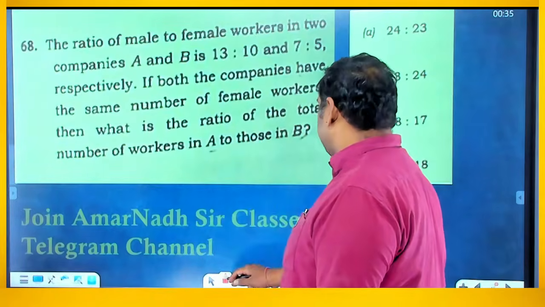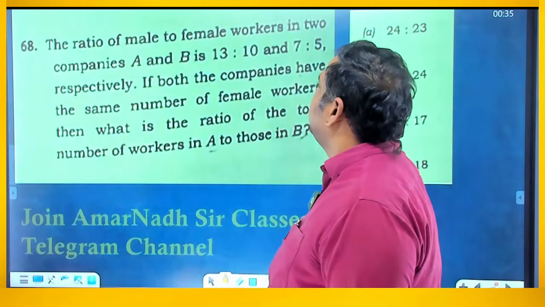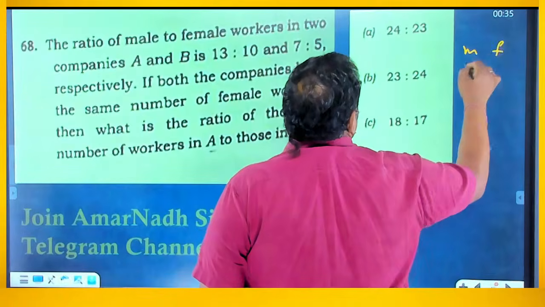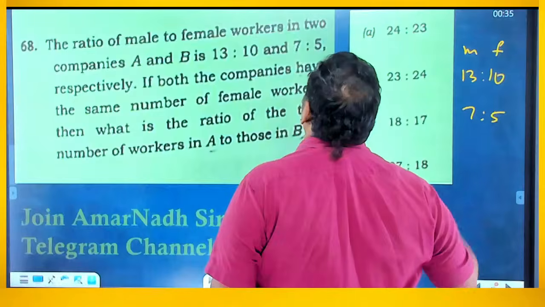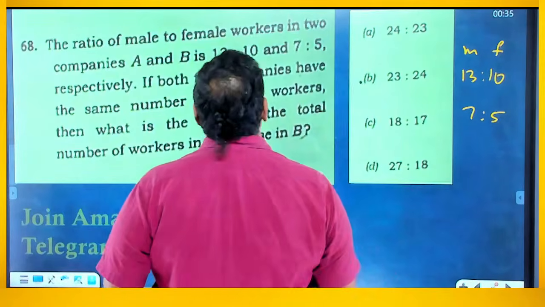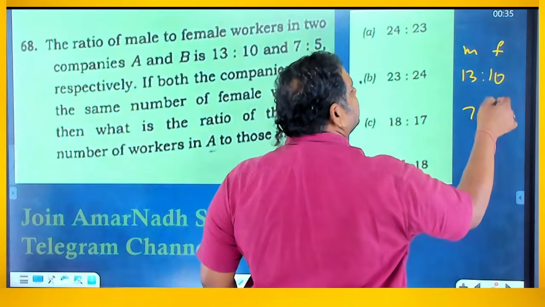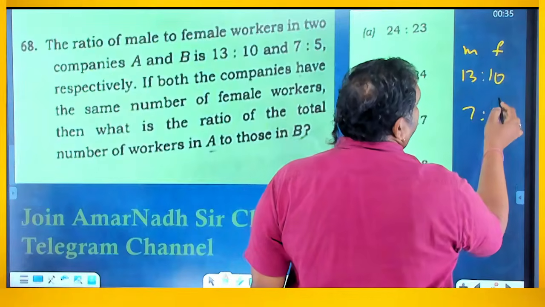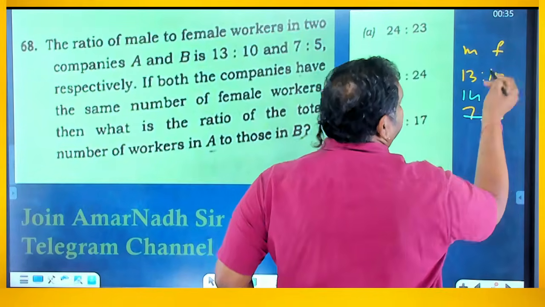The ratio of male to female workers in two companies A and B is 13:10 and 7:5 respectively. If both the companies have the same number of female workers, this is 10, this is 5, but not the same. Let's make it the same, 10 now. To make 10, this is 14:10, right? So now females are the same.